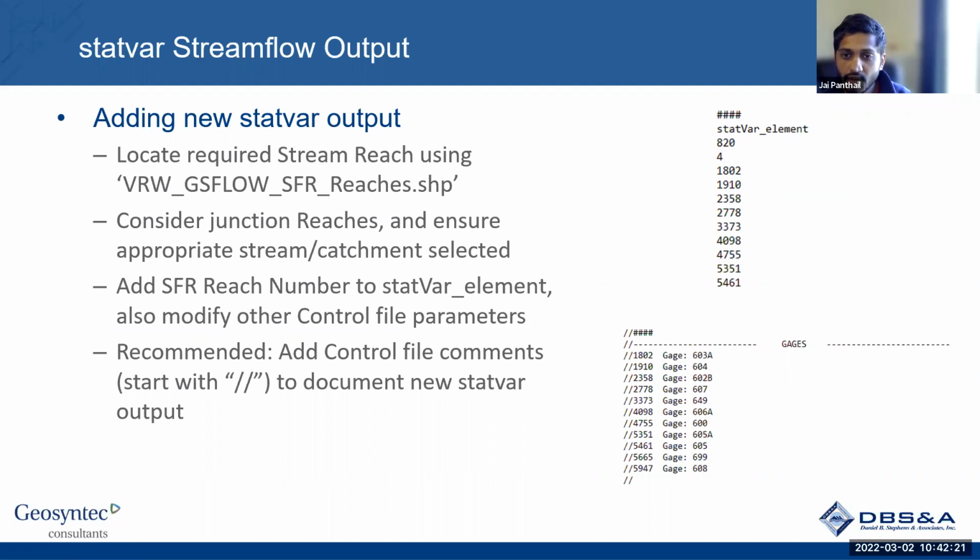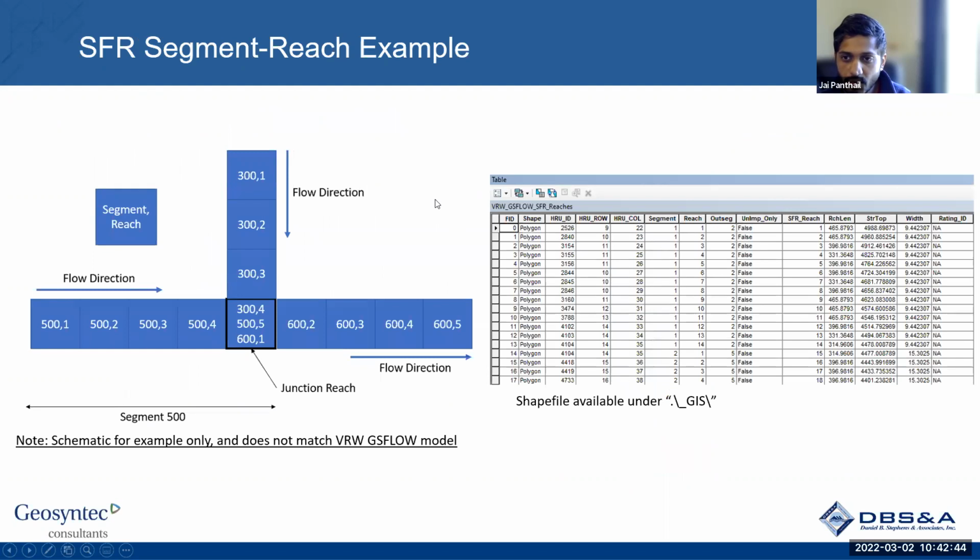So comments in the control file start with these two forward slashes. This just tells the model that these are comments and not to look at them, except for our reference. So here I have indicated that gate 603A is linked to SFR reach number 1802. This is probably the most important thing when outputting SFR StatVar output.